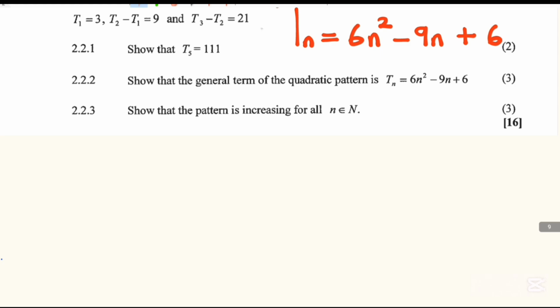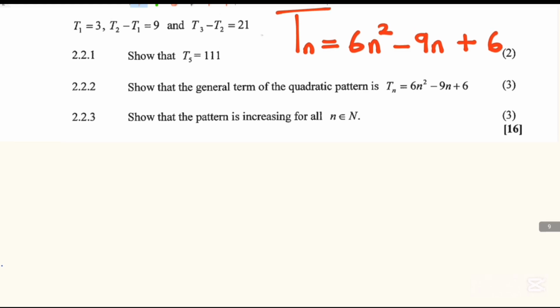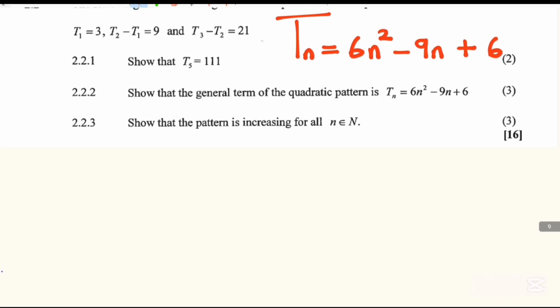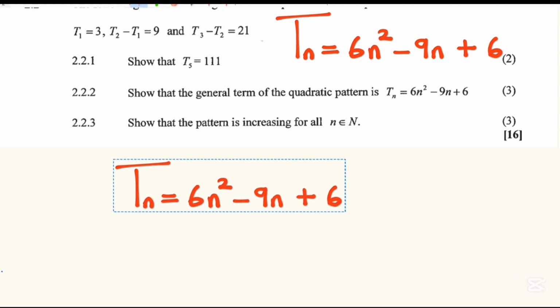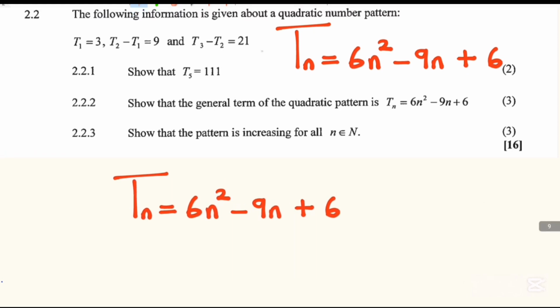Question 2.2.3, we show that the pattern is increasing for all n an element of the whole numbers. So the capital letter N, whole numbers, just means anything greater than negative 1 which is not a fraction. Remember that n starts from 1 and it's never a fraction or a negative number, it's always positive.